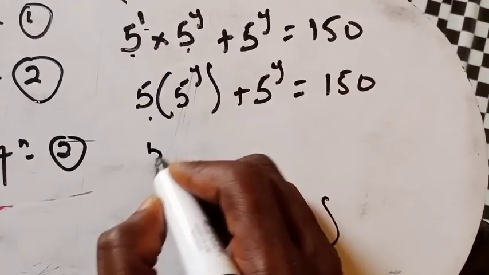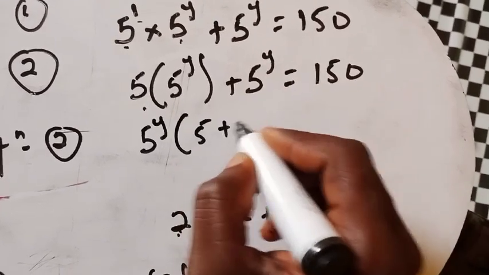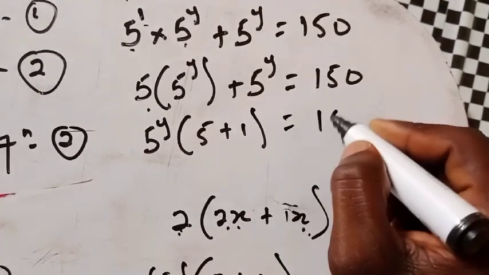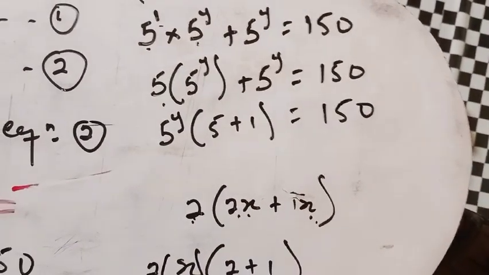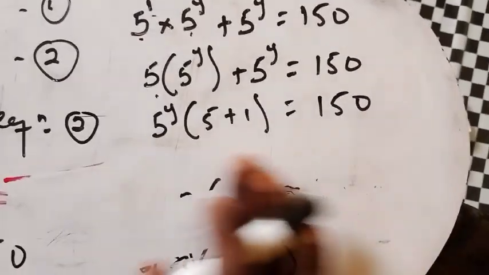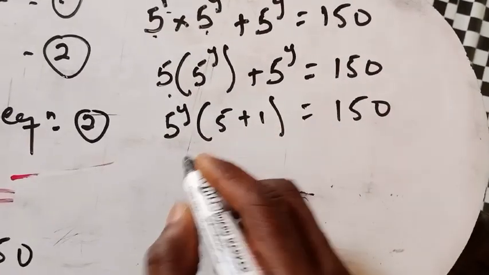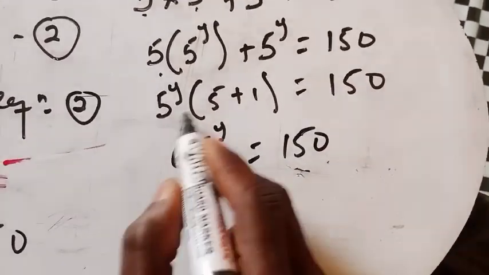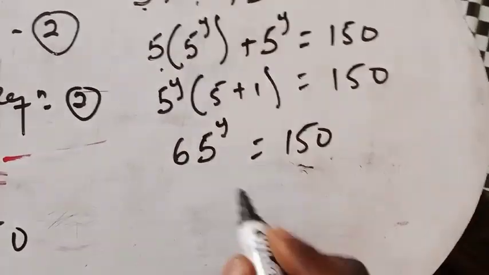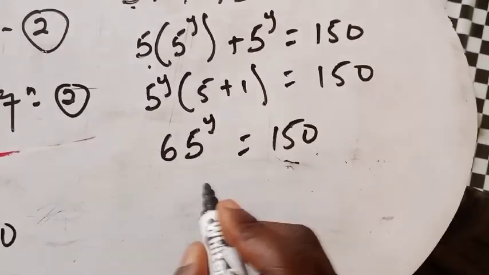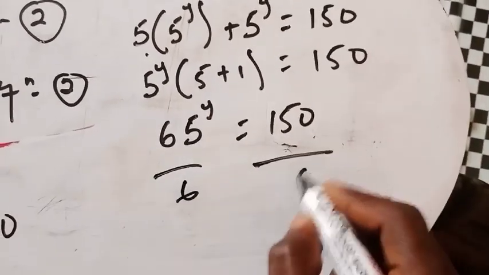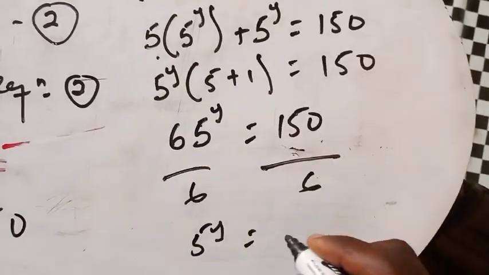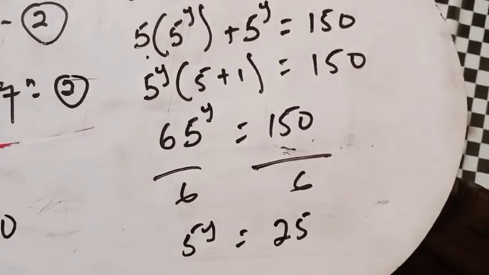So factoring this 5 to the y out here, we have 5 plus 1. Is that okay? Because there's a 1 here, so let's just bring the 5 to the y out, so everything goes to 150. Okay, perfect. So here we are going to have 6 times 5 exponent y, that is equal to 150. So I just bring the number first. So from this point you can easily say divide both sides by 6. So you have 5 to the y, that is equal to 150 divided by 6, that's going to be 25.